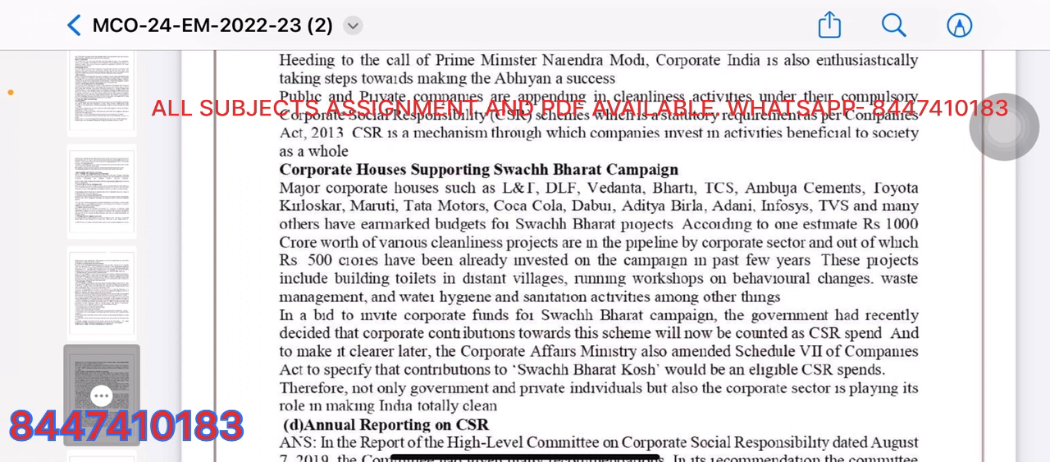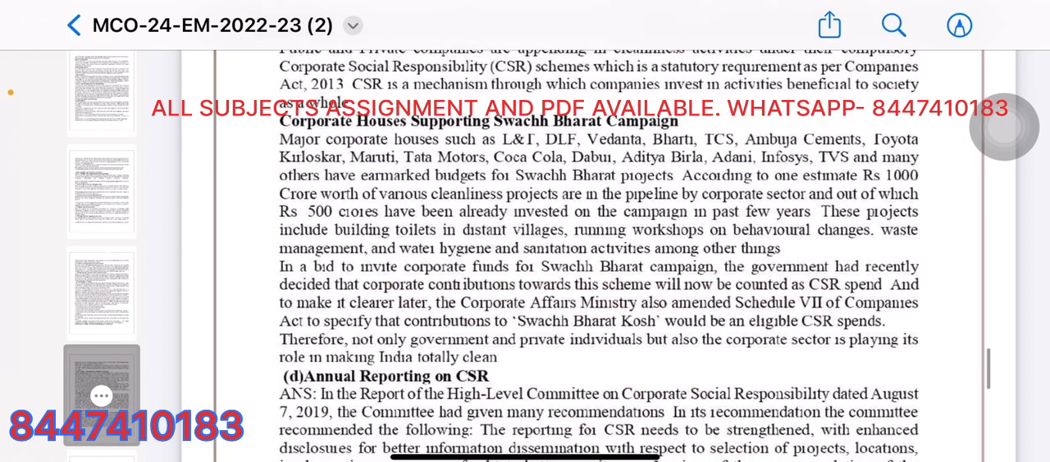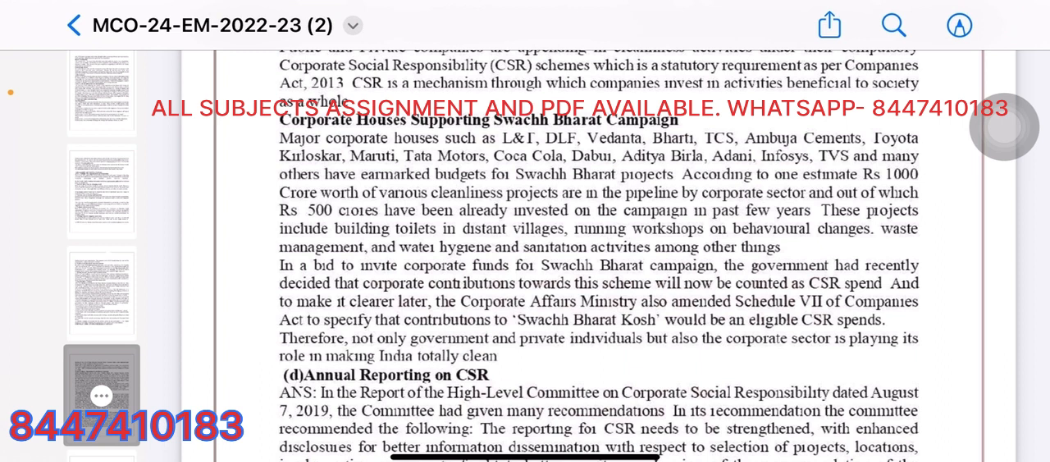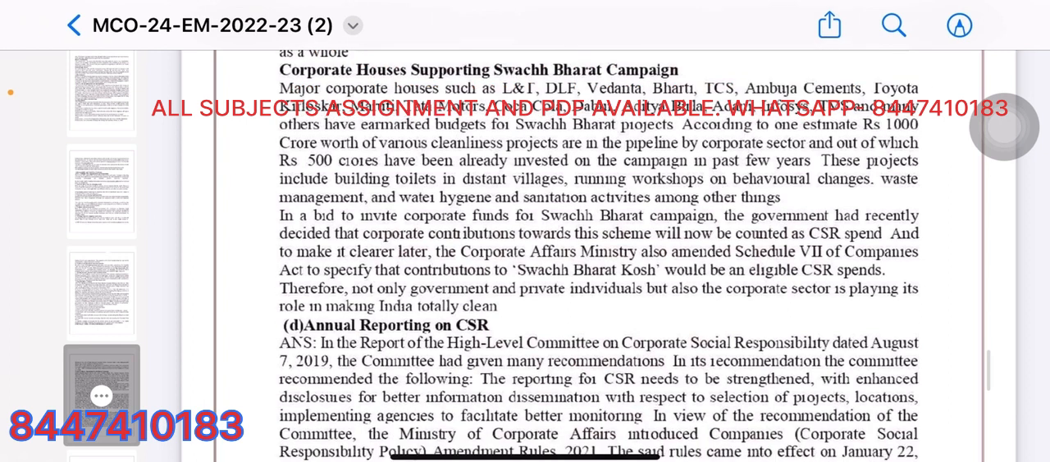These projects include building toilets in distant villages, running workshops on behavioral change, waste management, and water hygiene and sanitation activities, among other things. In a bid to invite corporate funds for the Swachh Bharat campaign, the government had recently decided that corporate contribution towards the scheme will now be counted as CSR spend. And to make it clearer later, the Corporate Affairs Ministry also amended Schedule 7 of the Companies Act to specify that contribution to Swachh Bharat Kosh would be an eligible CSR spend.